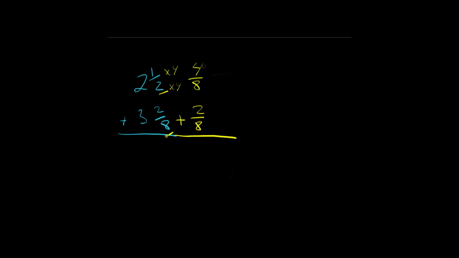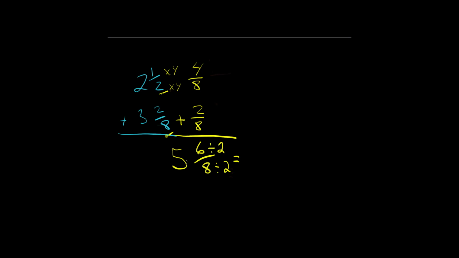All right, and then we're going to add those numerators. 4 plus 2 is 6 over 8. And then add our whole numbers. 2 plus 3 is 5. Now, as you can see here, it is a mixed number, which we always say is the simplest form, but this part of the mixed number is not the simplest form. So we can go ahead and use the greatest common factor of 6 and 8, which is 2, to divide both of those by 2.